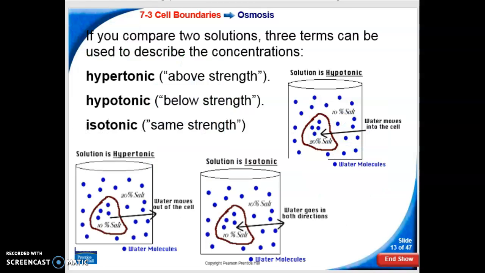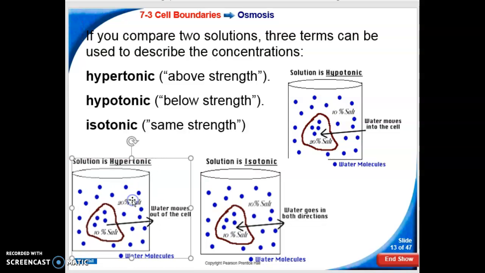Now there's different types of solutions that you can have. You can have a hypertonic. So let's say you took your cell and you put it in a hypertonic solution. This is an example of it. So there's a 20% salt solution on the outside. That's the hypertonic solution. And on the inside of the cell there's only 10%. So therefore it is called a hypertonic solution because it's higher on the outside.